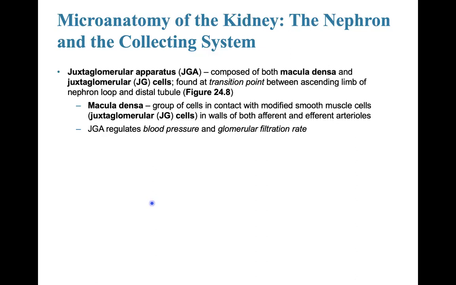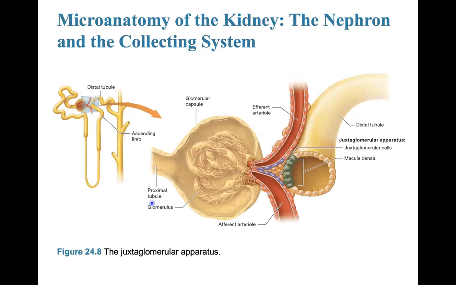What the JG cells are responsible for is monitoring the blood pressure going through those vessels, as it is very important that you maintain a certain blood pressure, not too high, not too low, so that you can get appropriate filtration production. And right here, you can see the smooth muscle in the afferent and efferent arterioles, and these green cells here would be the macula densa.